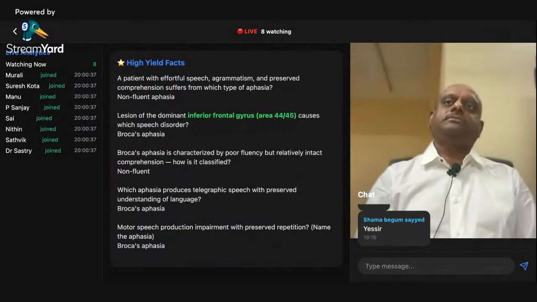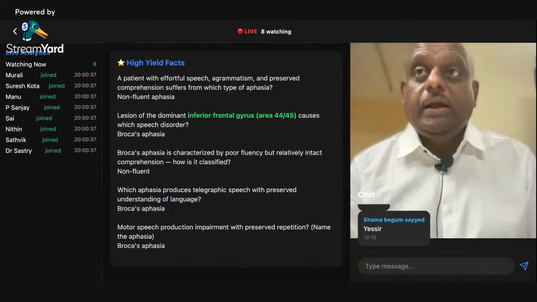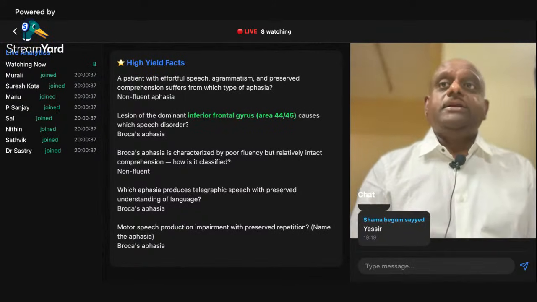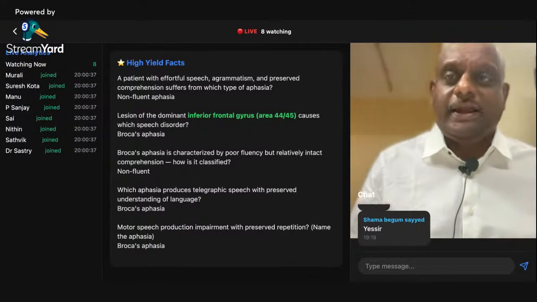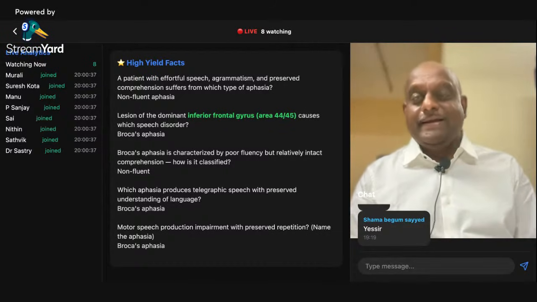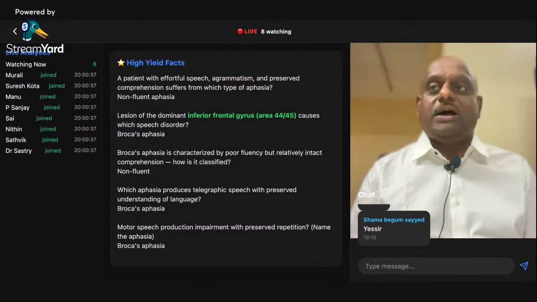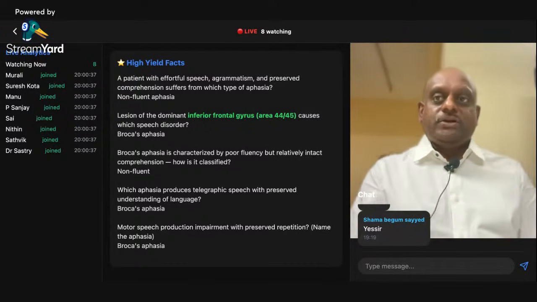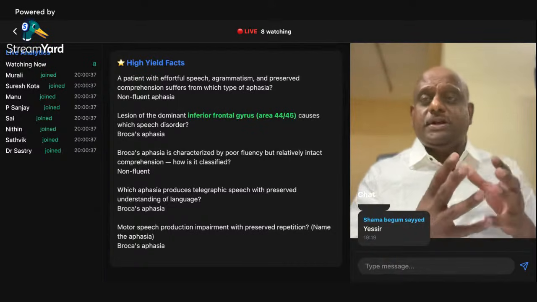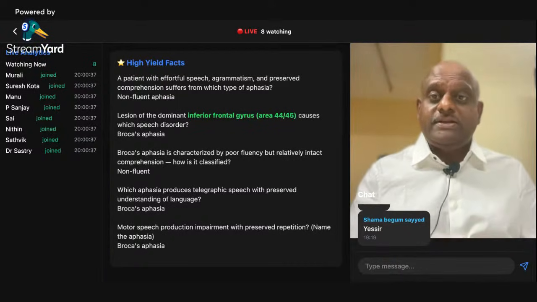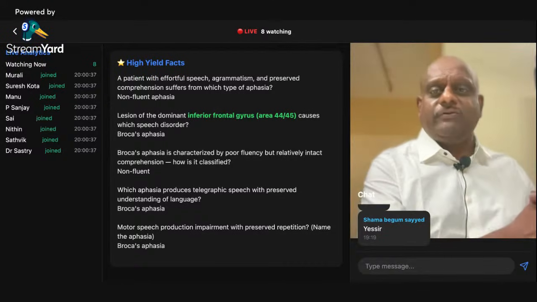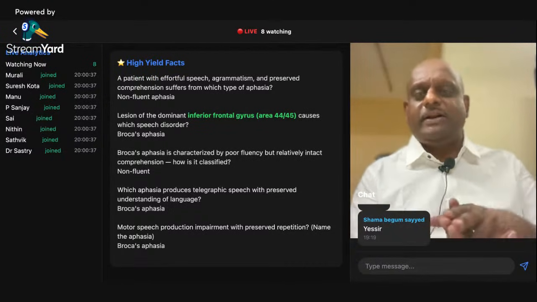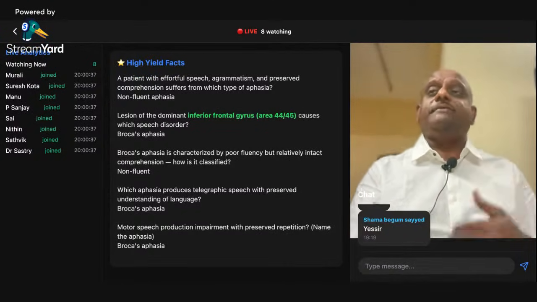Now, it is the lesion of the dominant inferior frontal gyrus, areas 44 and 45, that leads to the development of Broca's aphasia. So, motor speech production is impaired, but there is a preservation of the repetition, is what we have to basically remember whenever it comes to Broca's aphasia.